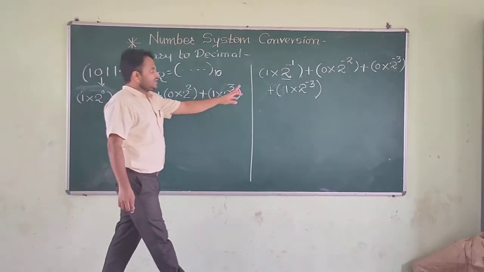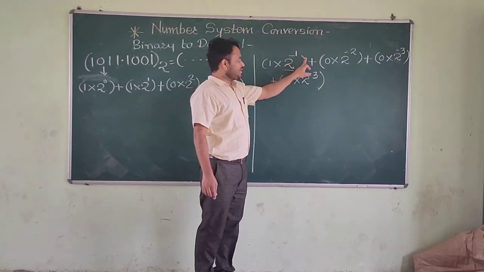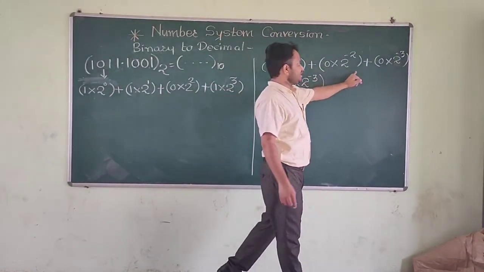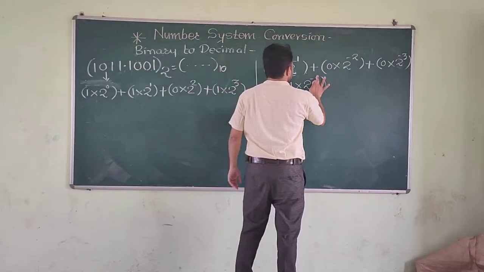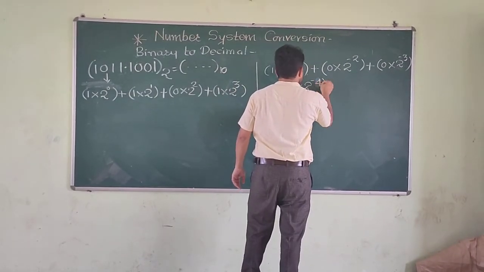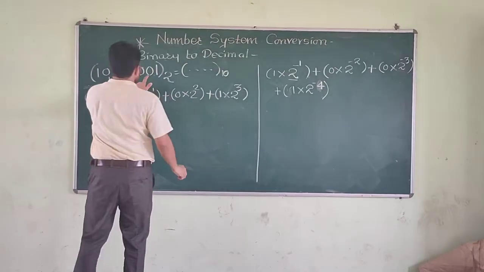Okay, so here 1 into 2 raised to minus 1 plus 0 into 2 raised to minus 2 plus 0 into 2 raised to minus 3 plus 1 into 2 raised to minus 4. So here 1, 2, 3, 4.